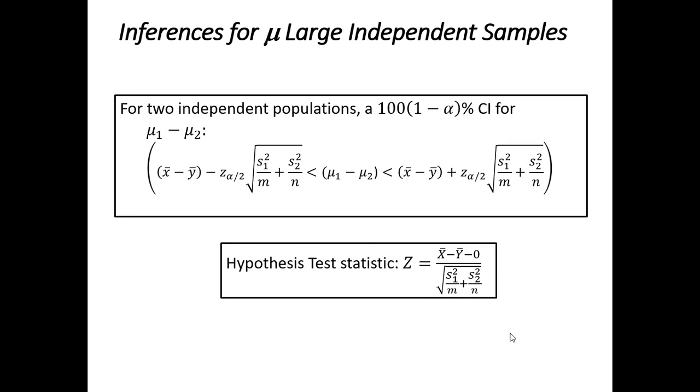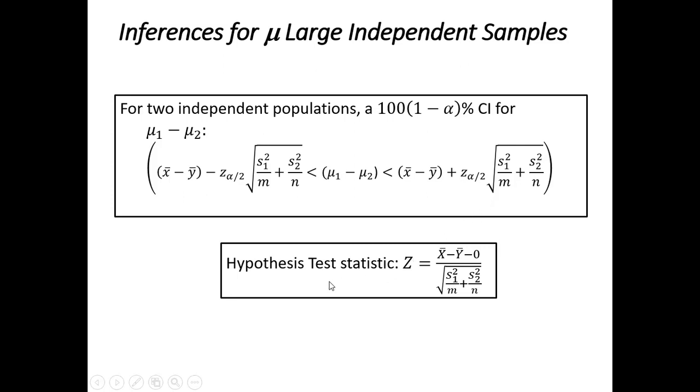So when we have large samples, we get a confidence interval that looks something like this. We have the difference in the sample means. This is a term from the normal distribution that you're familiar with. And over here we have the square root of the variance from the first sample over its sample size plus the variance of the second over the sample 2 sample size. So this will be our error term, and we'll subtract this from the difference in sample means, and then over here we will add that.